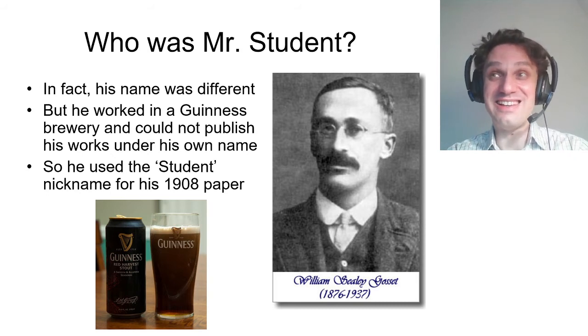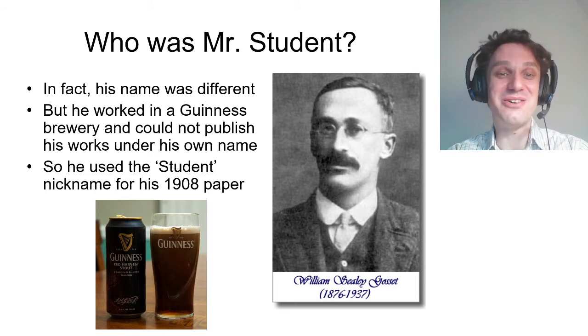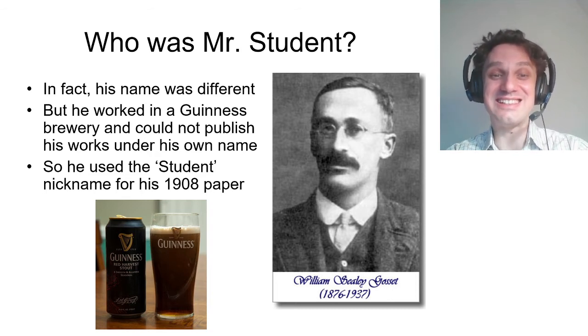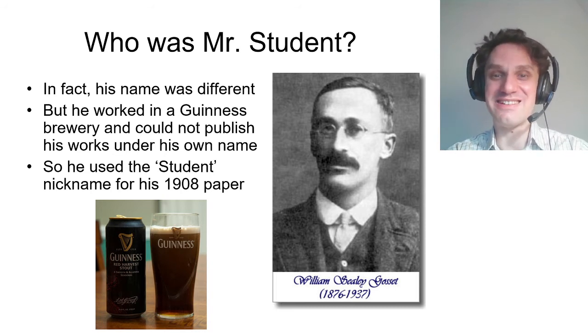But unfortunately, because he was working in a Guinness Brewery, his contract did not allow him to publish papers under his own name. That's why he used the nickname Student for his paper where he published this statistical test, which quickly became extremely popular because it was extremely simple and handy. So whenever you conduct student's t-tests, think of something nice like Guinness beer.